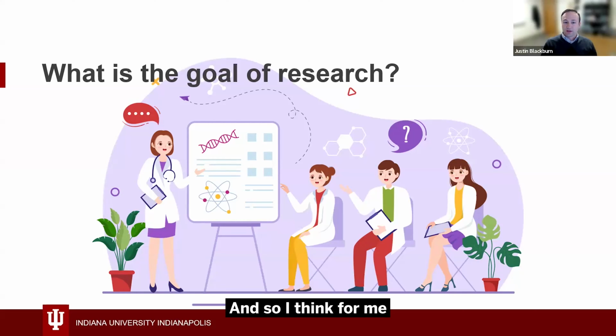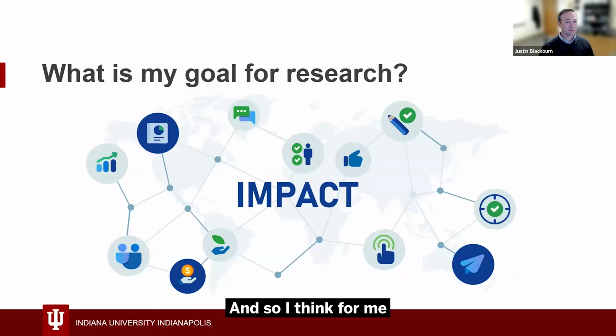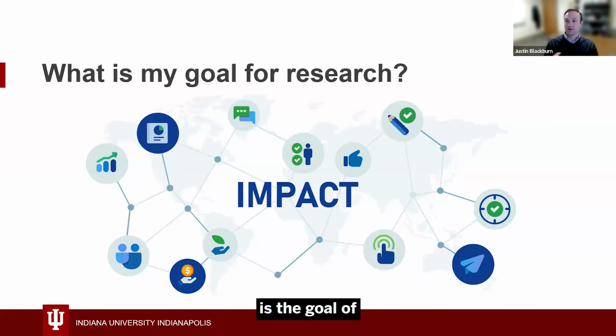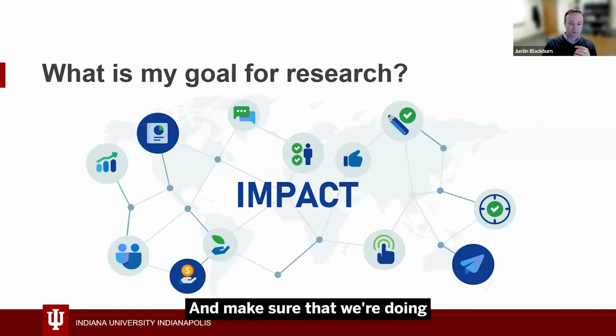And so I think for me, it's impact. What I want to do is not just publish papers. I do want to do that. I think that's important. I think dissemination of our work is the goal of scholarship and research. But it can't stop there. We need to see action. We want to impact the world. We want to impact the state. We want to impact our communities, and bring the evidence so that we can do that better and make sure that we're doing all that we can.